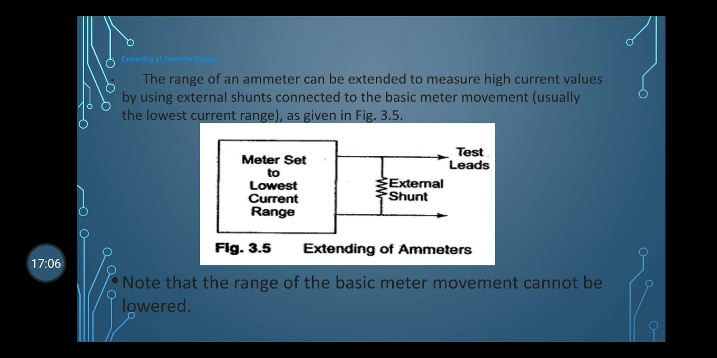Usually the lowest current range is used, and the figure is shown in this. Note that the range of the basic meter movement cannot be lowered by setting the lower current range.